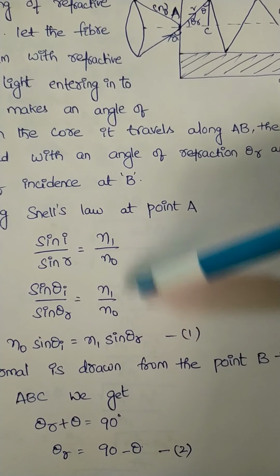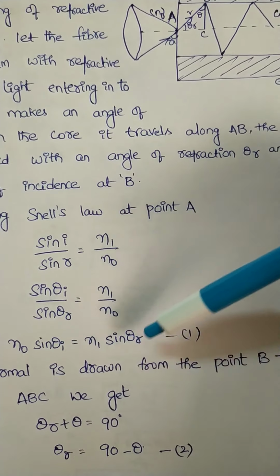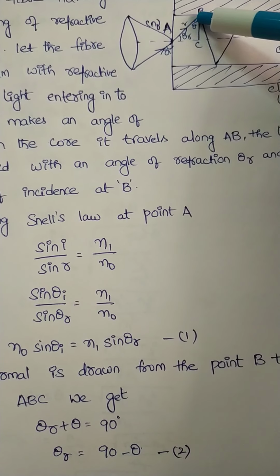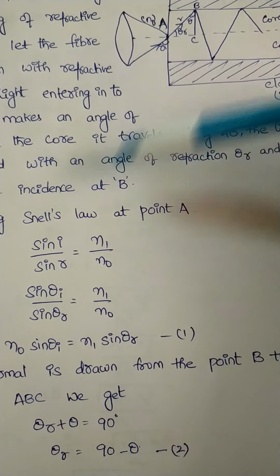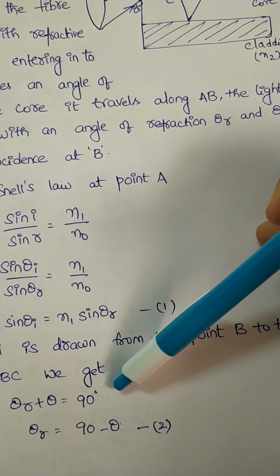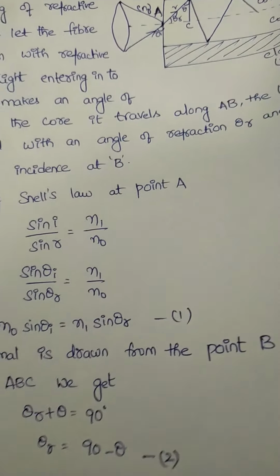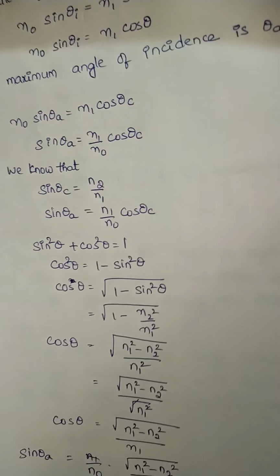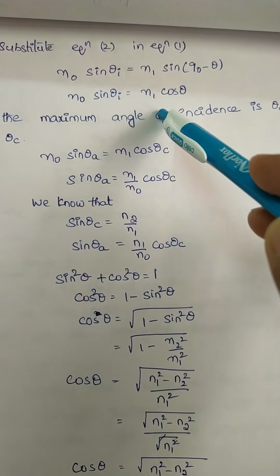Now here we have drawn the normal, but we don't know the actual values of theta I and theta r. But we can represent the value of theta r. Whenever we consider the triangle ABC, this is a right angle triangle. So theta r plus theta is equal to 90 degrees, theta r is equal to 90 minus theta. Substituting the value of theta r in equation 1, we get n0 sin theta I is equal to n1 cos theta.